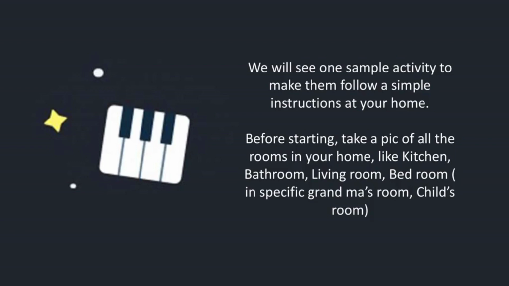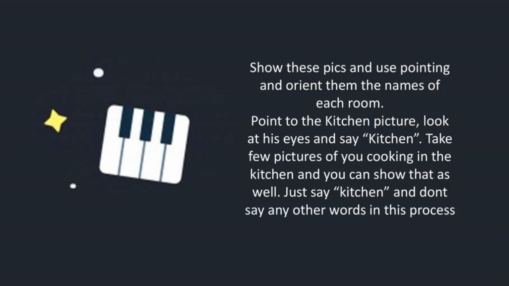We will see one sample activity to make them follow a simple instruction at your home. Before starting the actual activity, take pics of all the rooms in your home, like kitchen, bathroom, living room, bedroom. If you have any specific rooms like the child's room or grandma's room, you can take pics of those as well. Ensure that the pics are very clear and the child can relate to the actual place in your house. Show these pics and use pointing to orient them to the names of each room.